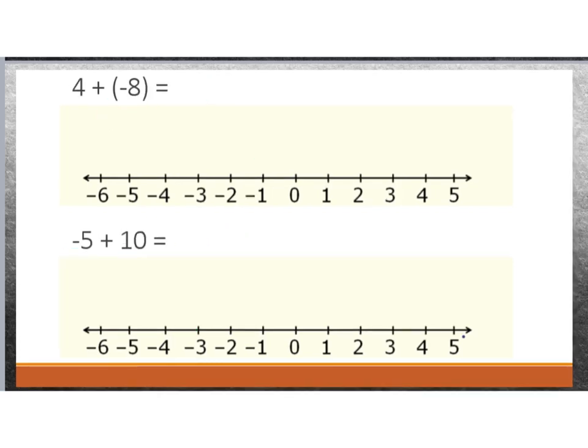Okay, so for this next one, we're going to start on +4 and move in the negative direction 8 spaces. So we're going to go to the left. 1, 2, 3, 4, 5, 6, 7, 8, which is -4. So 4 plus -8 is -4.